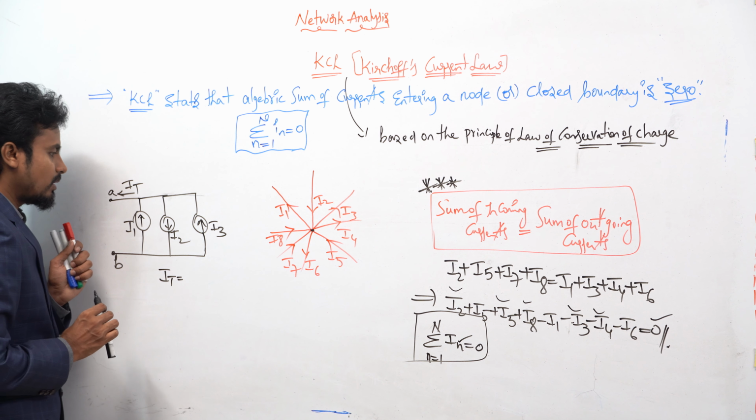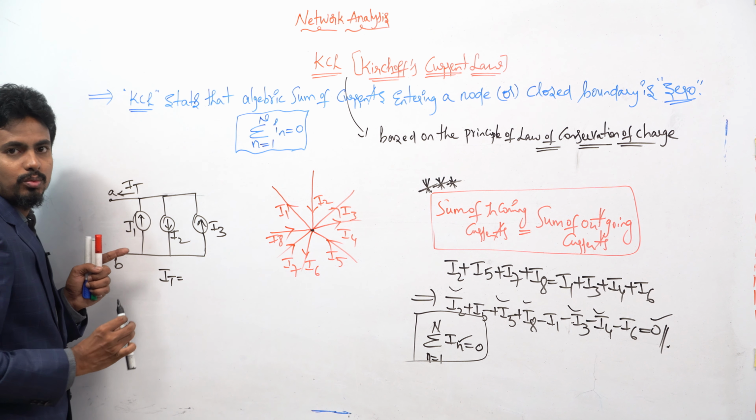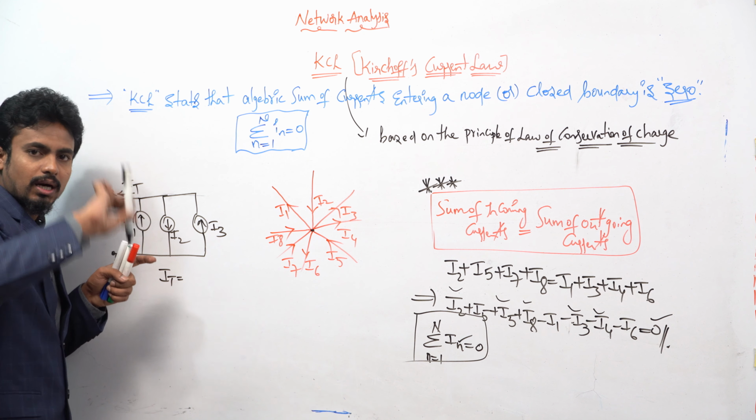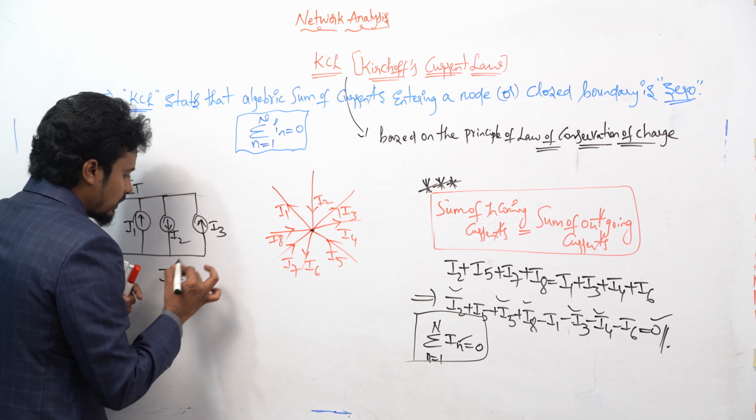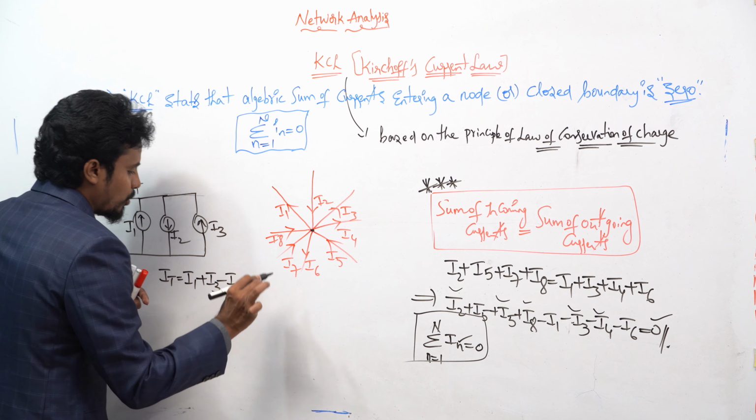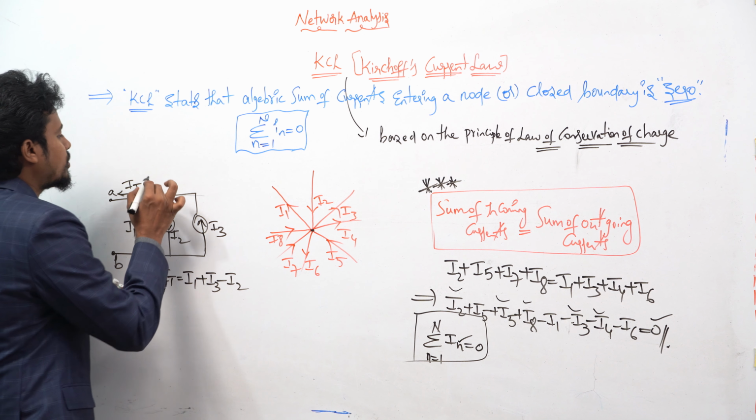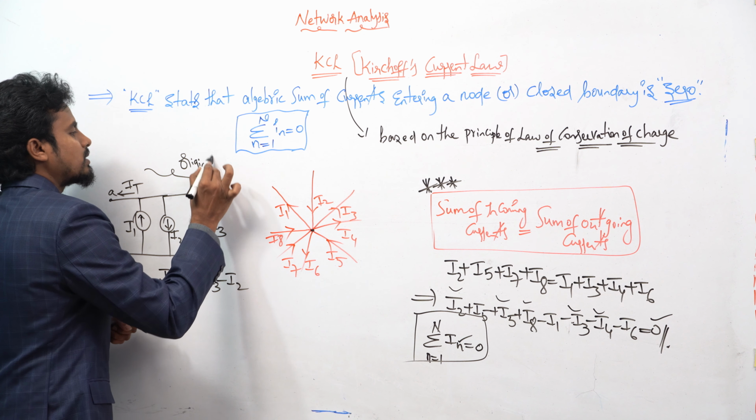Why? Because I1 plus I3 minus I2. Why? Because I2 will be in the downside direction. So I1 plus I3 minus I2. This is my original circuit.